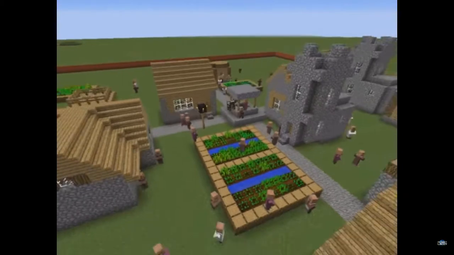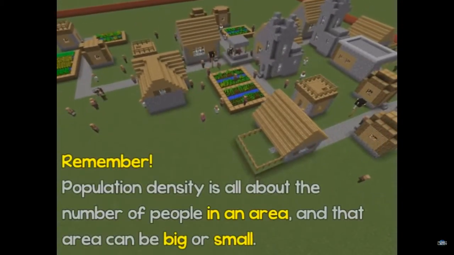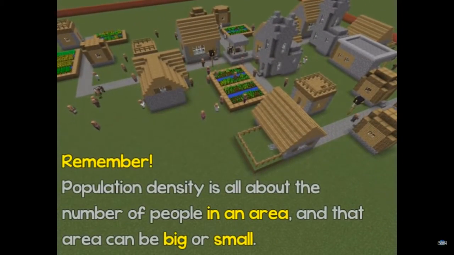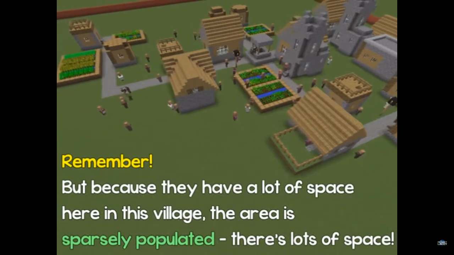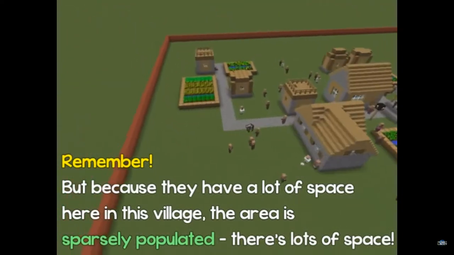Okay, so there are some things to remember. Population density is all about the number of people in an area, and it doesn't matter if that area is big or small. If all of these villages were crammed into the small red square from before, it would be very, very densely populated. But because they have a lot of space here in this village, the area is sparsely populated because they have more room.